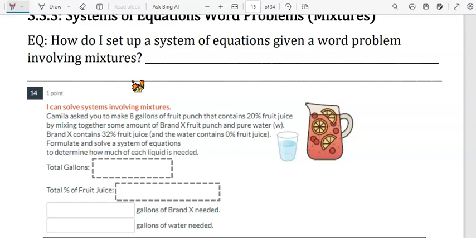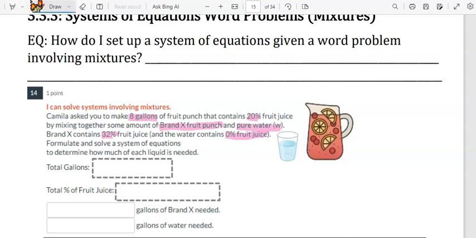Camila asked you to make 8 gallons of fruit punch that contains 20% fruit juice by mixing together some amount of brand X fruit punch and pure water, W. Brand X contains 32% fruit juice, and the water contains 0% fruit juice. Formulate and solve a system of equations to determine how much of each liquid is needed.